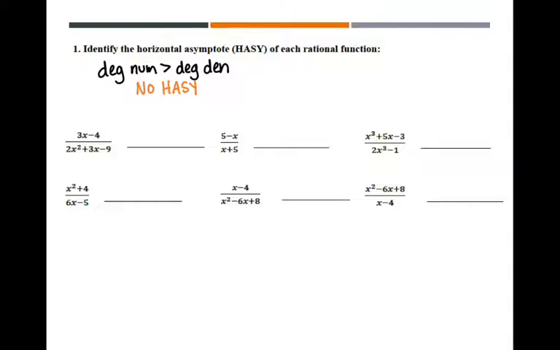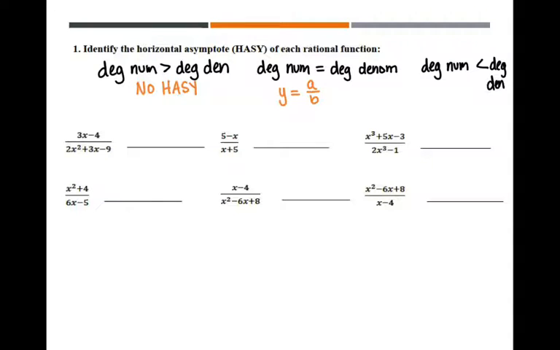Another scenario is if the degree of the numerator equals the degree of the denominator. What's going to happen there is your horizontal asymptote is going to take the form of y equals a over b, where a is the leading coefficient of the numerator and b is the leading coefficient of the denominator. And our last scenario is when the degree of the numerator is less than the degree of the denominator, and when that happens, your horizontal asymptote is going to be the line y equals 0.